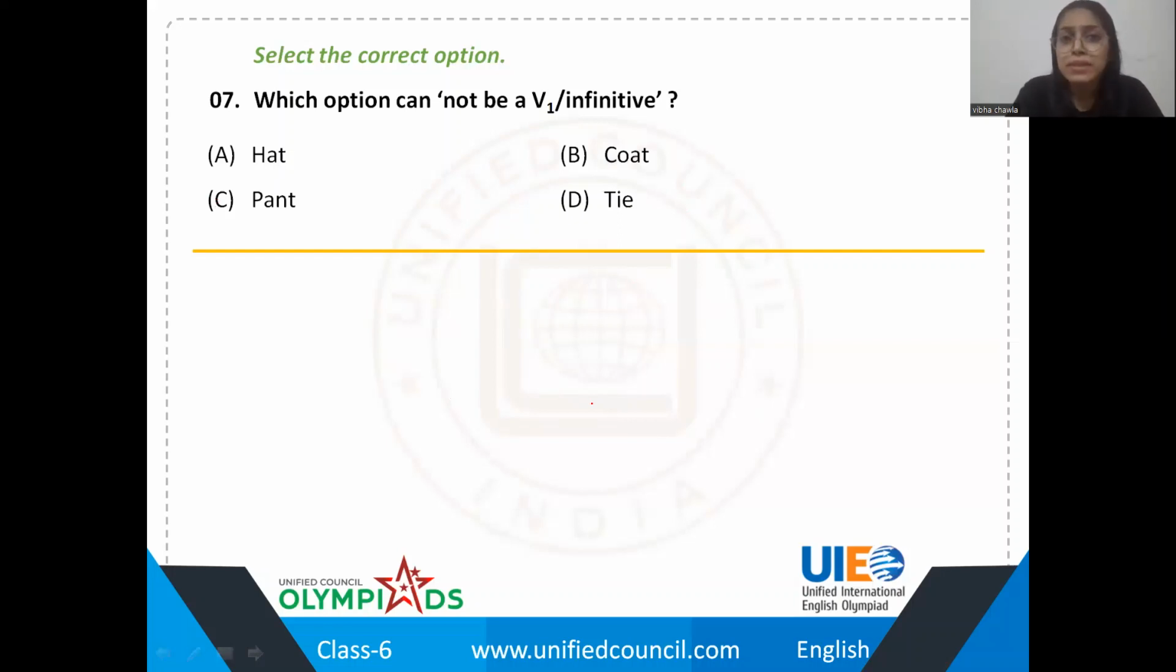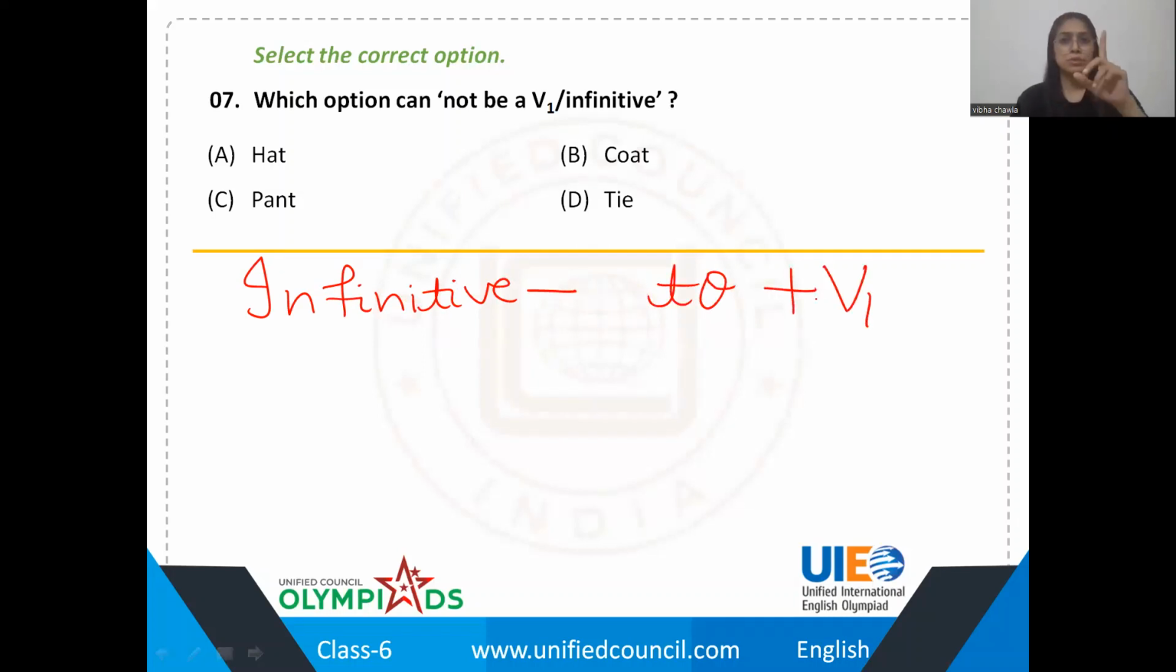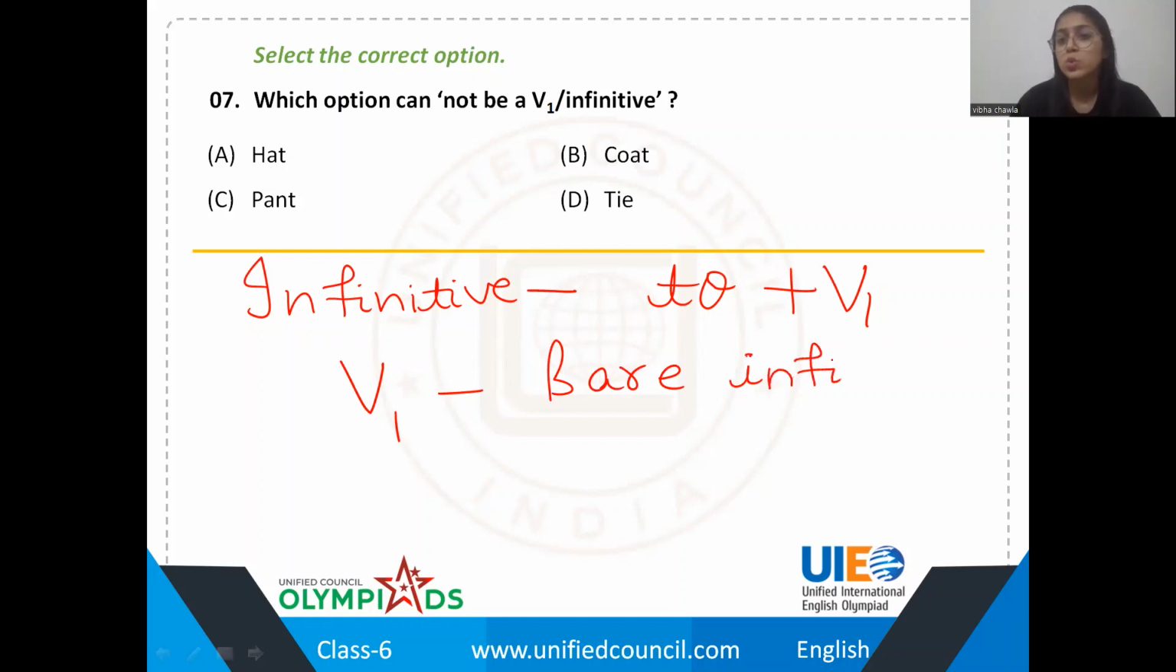Okay, question number 7 says, which option cannot be a V1 or infinitive? What is infinitive? Infinitive is to plus the first form of the verb. Okay, and only V1 is called bare infinitive, in which there is no to. Now, which option cannot be an infinitive? That is had. Had is only and only a noun.